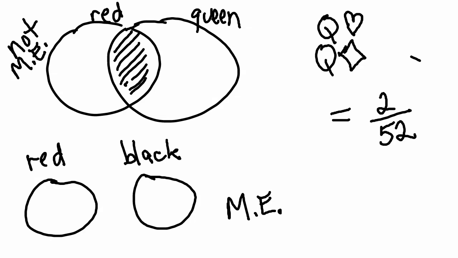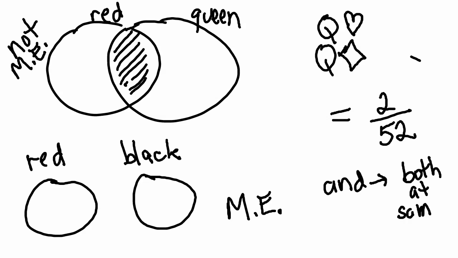All right, so that's the word and. And means both at the same time for one event or one choice, one pick. And if you're picking more than one card, then the word and means something different. So we'll talk about that one in a minute. But right now, if you're picking one thing and you have the word and, then it has to be both at the same time.